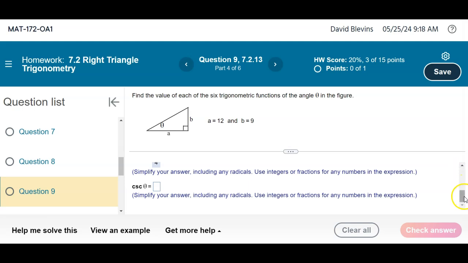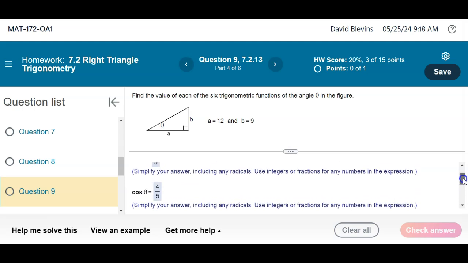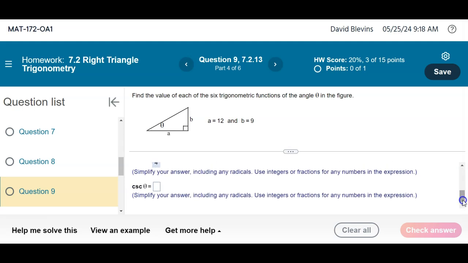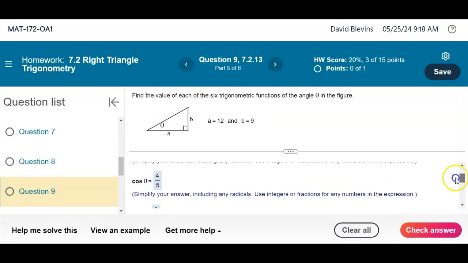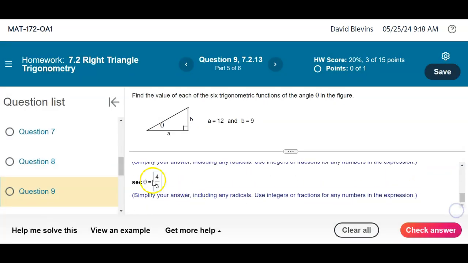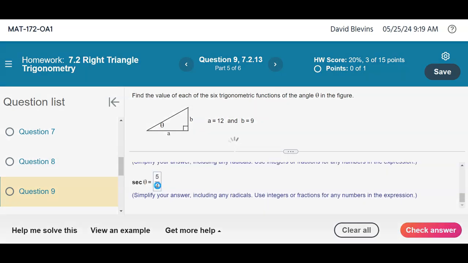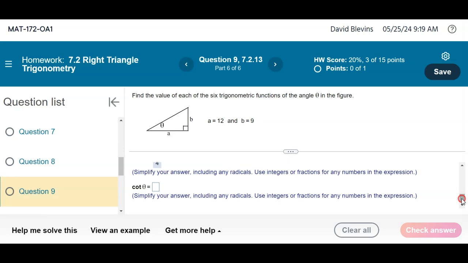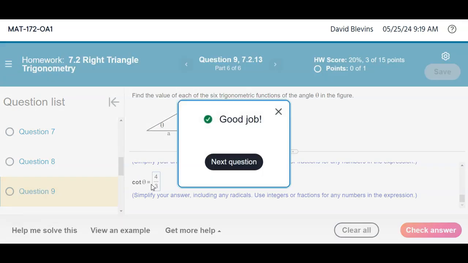So once I've done those 3, that's why I told you to do those 3 first. Now we go back and just flip them over. So cosecant is going to be 5/3. Secant is going to be 5/4, the reciprocal of cosine. And cotangent is going to be 4/3. So the last 3 there are the reciprocals of the first 3.